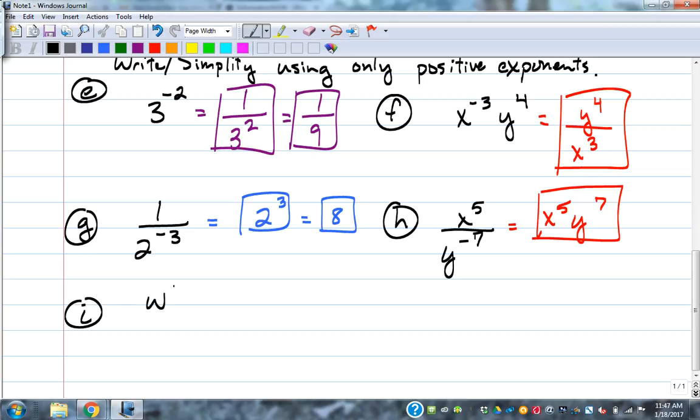Let's say we had w to the negative 2 over t to the negative 4. A little bit more complicated here. What needs to move? Both of them. So the w is going to go where? To the bottom, and the t would go to the top. So we end up with w squared on the bottom, t to the 4th on top. Not too bad. Still pretty easy.